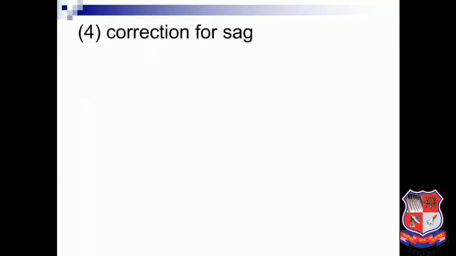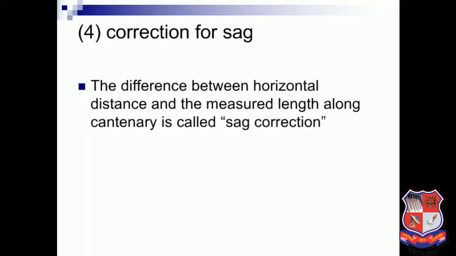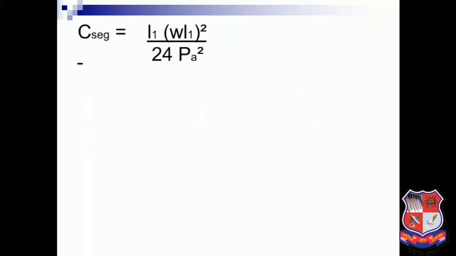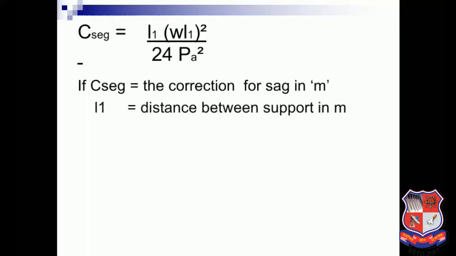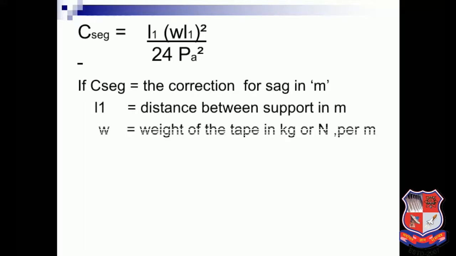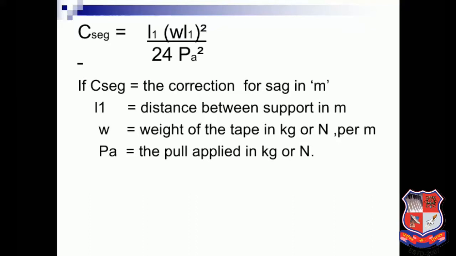Now correction for the sag. The difference between the horizontal distance and the measured length along the curve is called the sag correction. It is always negative. Csag is equal to L upon l1 into w l1 whole square divided by 24 Pa square, where Csag is equal to correction for sag in meters, l1 is equal to distance between supports in meters, w is equal to weight of the tape in kg or N per meter, Pa is equal to pull applied in kg or Newton.